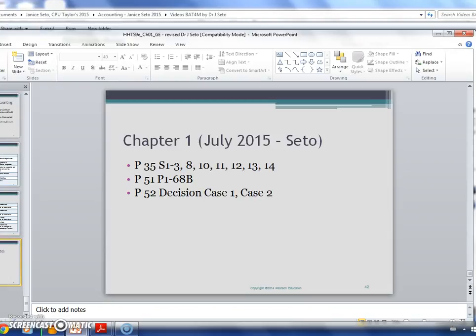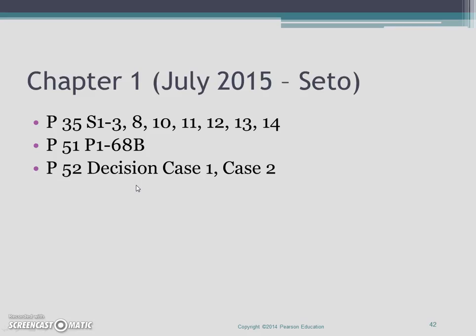As you can see, this is the goal that we're working towards, and the goal is that we will be doing the exercises in Chapter 1. Let me just see if I can get this all set up. Hold on. These are the exercises that we're working towards.